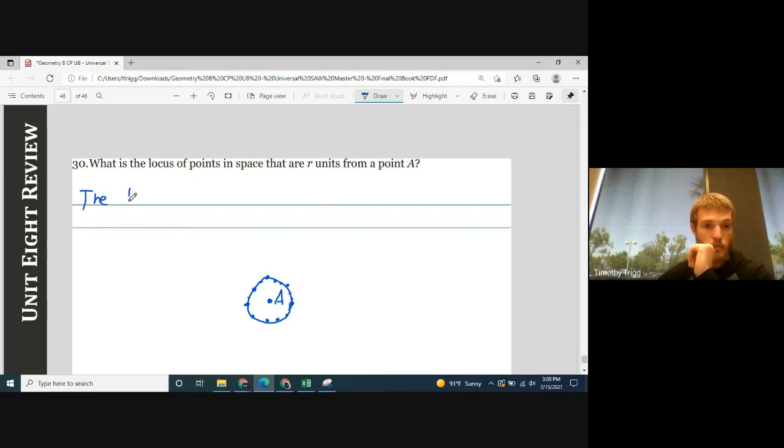The locus of points forms a circle with center at A and radius R units.